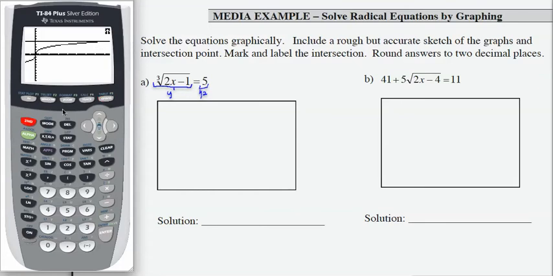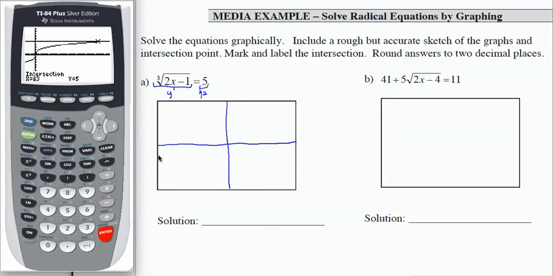So I'm going to say second calc 5. And I'm going to press enter 3 times until I see the word intersection here. So the intersection is at 63, 5. So let's draw a representation of that graph here on our paper.